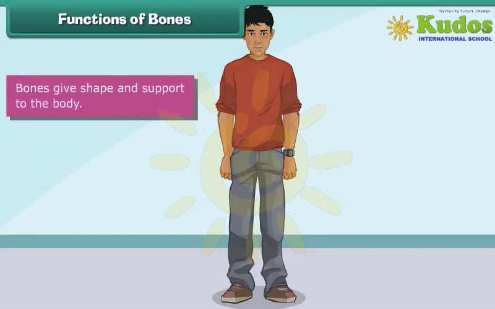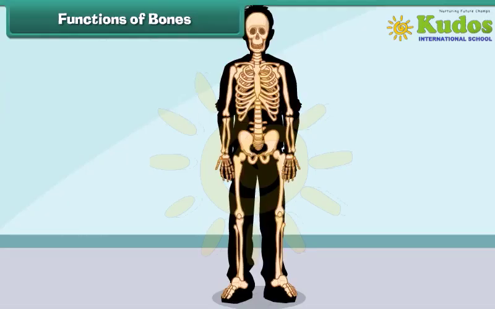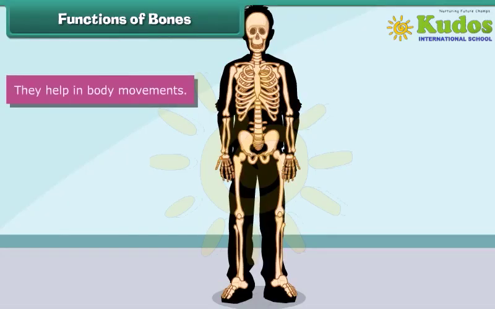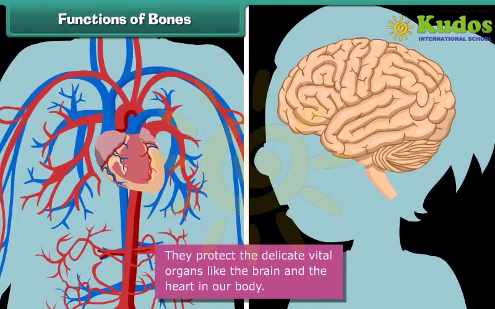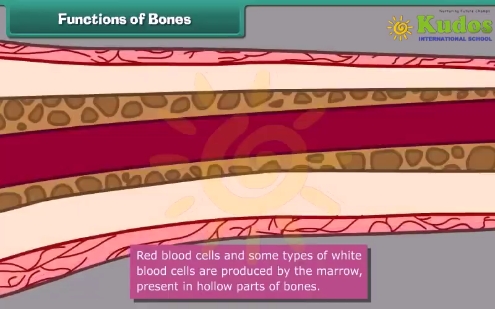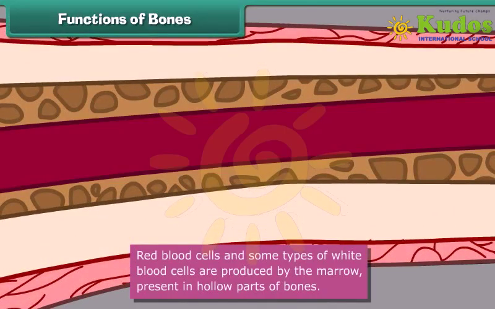Bones give shape and support to the body. They help in body movements. They protect the delicate vital organs like the brain and the heart in our body. Red blood cells and some types of white blood cells are produced by the marrow present in hollow parts of the bones.